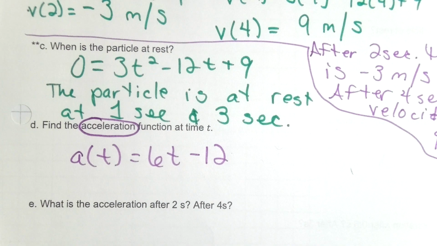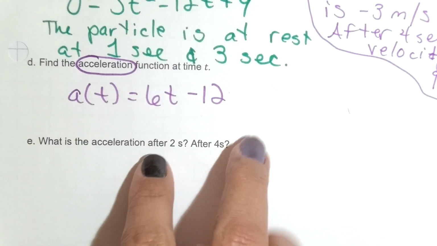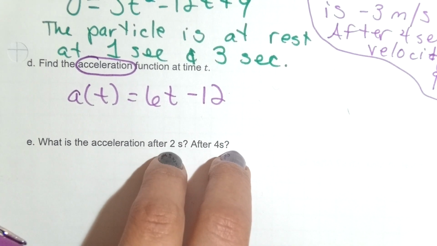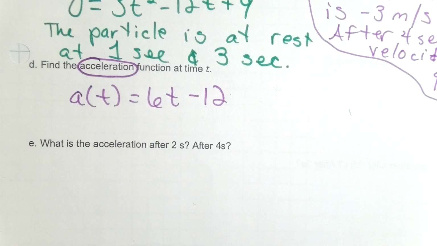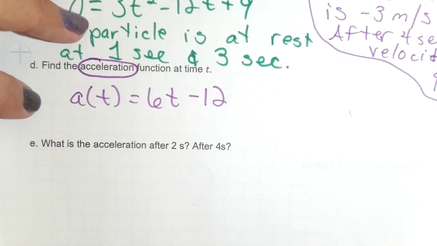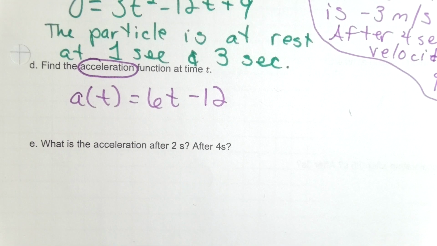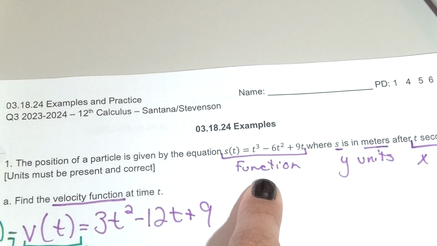Okay, questions? All right, now it's asking me for the acceleration after 2 seconds and after 4 seconds. What do you think we're going to do with those 2 and 4? We're going to substitute it into what? Into the t for acceleration, because we have lots of t's. We have a t for velocity, we have a t for position.